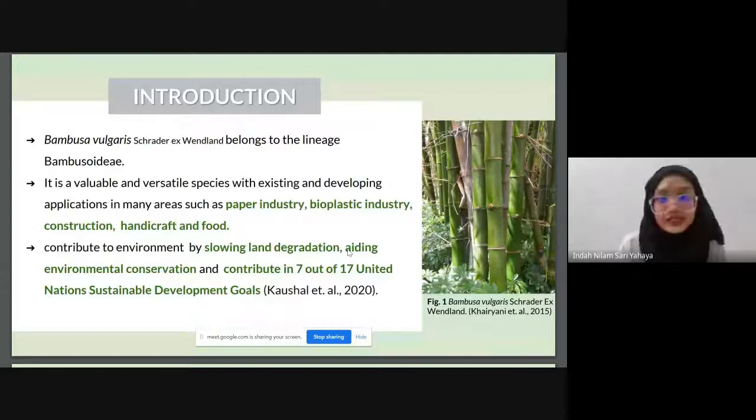As an introduction, Bambusa vulgaris belongs to the lineage of Bambusoideae. It is a valuable and versatile species with developing applications in many areas such as the paper and bioplastic industry, construction, handicraft, and also food. It also contributes to the environment by slowing down land degradation, aiding environmental conservation, and contributing to 7 out of 17 United Nations Sustainable Development Goals.